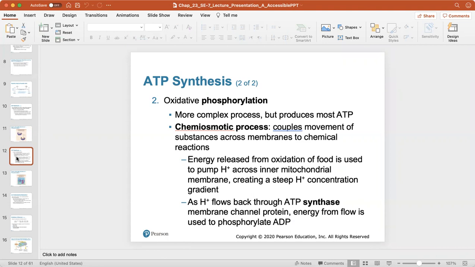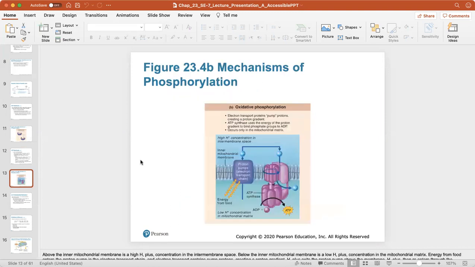We can have a chemiosmotic process, which couples the movement of substances across the membrane to chemical reactions. The energy released from oxidation of food is used to pump hydrogen across the inner mitochondrial membrane, creating a steep hydrogen concentration gradient. And as hydrogen flows back through a protein called ATP synthase, energy from the flow is used to phosphorylate ADP. This is a look at oxidative phosphorylation as a part of the electron carrier transport mechanism.